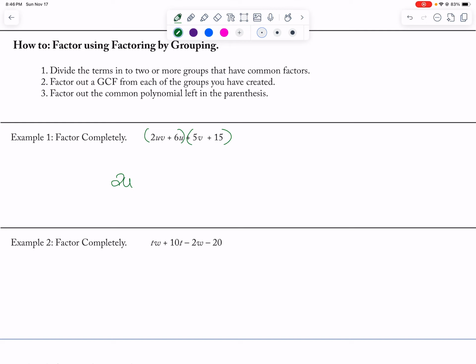So in this case, the first one has a 2u in common, and then I have left over v plus 3. The second term has a 5 in common, and I'm left with a v plus 3. And then what I look at is what's in common between these two terms, which is a v plus 3, and I'm left with a 2u plus 5.